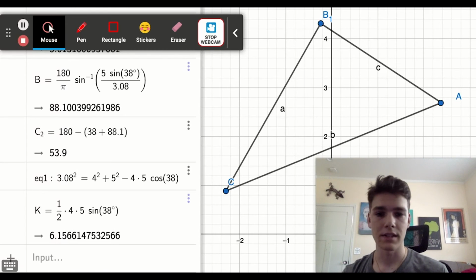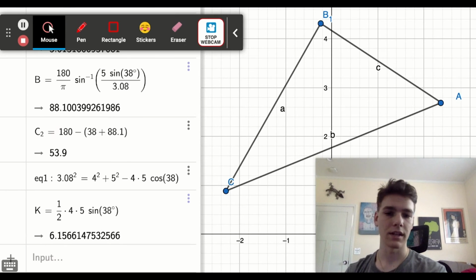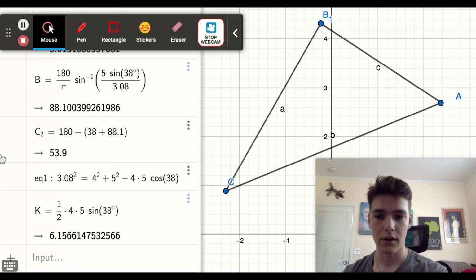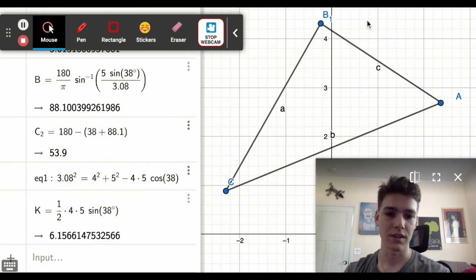Next we obtained side C, which turned out to be 3.08, as you can see. Next we obtained angle C, which was 53.9. And finally we obtained the area, which was 6.15. And as you can see, this is reflected here in the triangle.